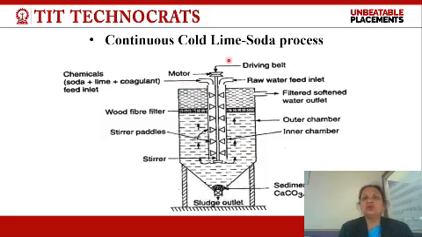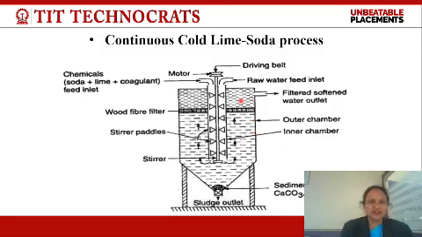This is the continuous cold lime soda process. This apparatus is somewhat different from the intermittent process. That was a rectangular apparatus and this is a cylindrical apparatus with a conical bottom. The conical bottom is a modification because it gives proper collection of sludge. This apparatus has two chambers. One is the inner chamber, the reaction chamber. It is known as the reaction chamber because water and chemicals mix in this chamber and the reaction is performed. And this is the sedimentation chamber, because sediments are collected in this chamber.